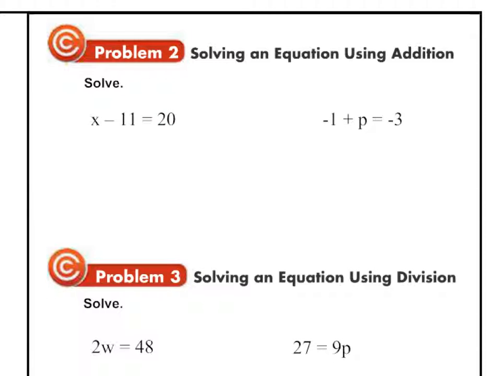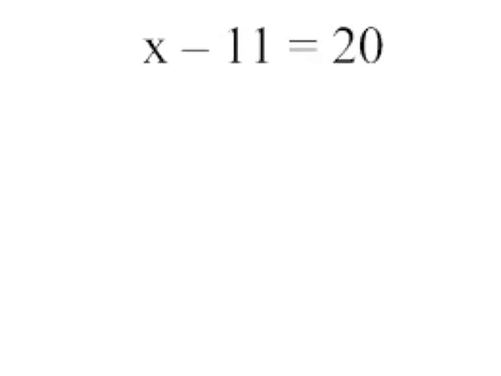Desavion, what operation do you see here? How is this 11 related to the x? It's being subtracted. Class, how do I undo subtraction? Addition. The opposite of subtraction is addition. So if I want to get rid of the minus 11, I have to add. So I'm going to draw a balancing line. And then add 11 to both sides. Show the work.